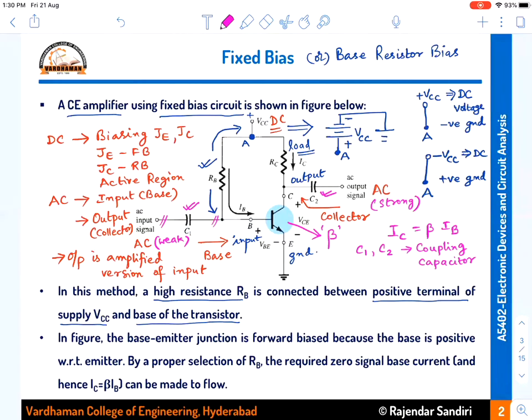So here the capacitor is a coupling element which connects the AC input supply to the transistor base, and once you get the output at the collector of the transistor, that collector output you have to connect to the load. So when you are joining the input to the transistor base, and the output of the collector to the load, then you have to use coupling elements. Those coupling elements here are called capacitors.